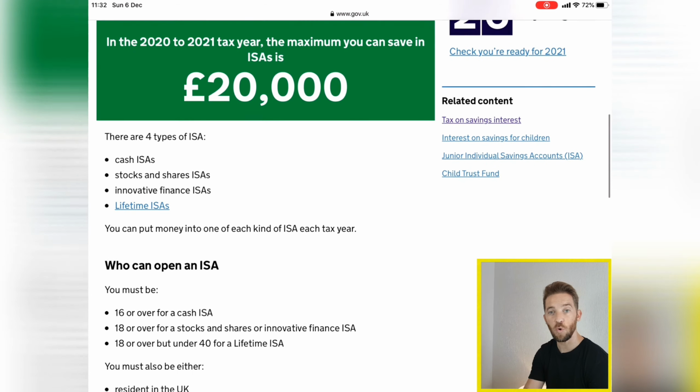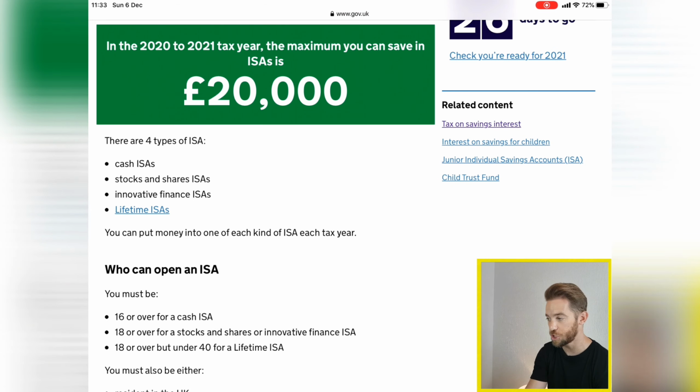And the first of the 4 ISAs that we have here is your cash ISA. Think of a cash ISA as a savings account. It is a savings account.